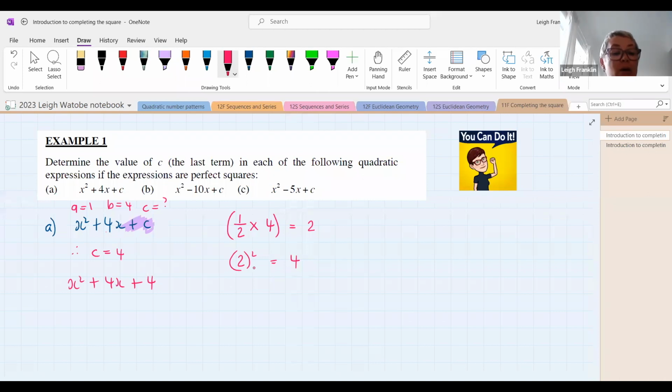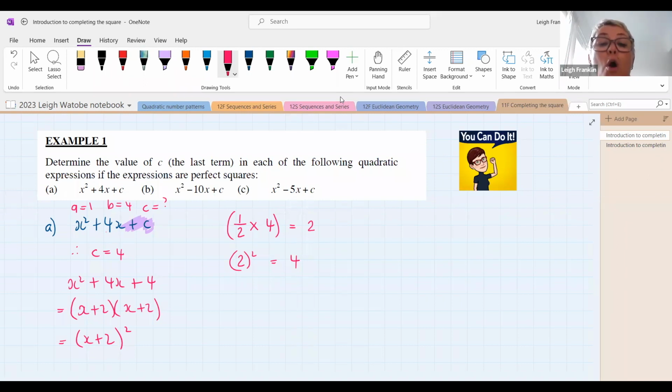My square is now complete. And if I wanted to factorize this, it would factorize into x plus 2 times x plus 2, which is x plus 2 squared. So that is how we would get that last bit, that value of C on the end. I would like you guys to try B or C.